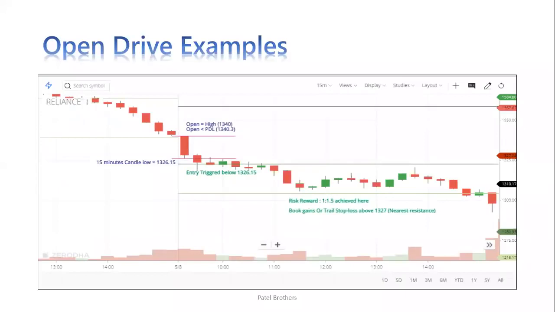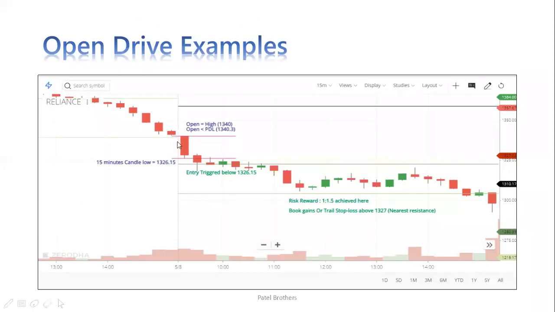So how to trade this? This is the 8th May. I have posted this on Twitter as well, and I have traded this. Reliance opened with open equal to high, which was 1340, and the previous day low was 1340.3. Which means it opened below the previous day's range. The first condition and second condition are both met.